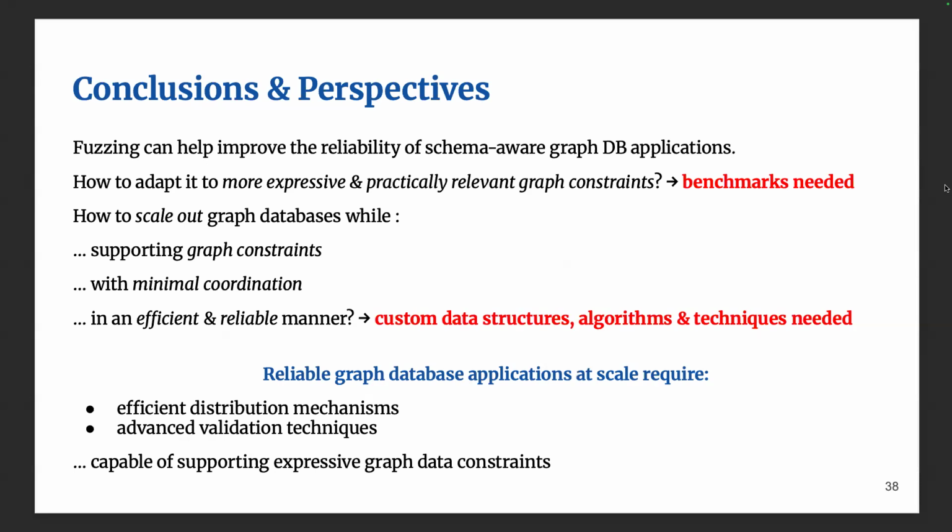And when we scale out these graphs, how can we support these semantic constraints with minimal coordination in an efficient and reliable manner? And here there's a lot of work to be done, like I said, on these data structures, synchronization algorithms, and special techniques for ensuring reliability.